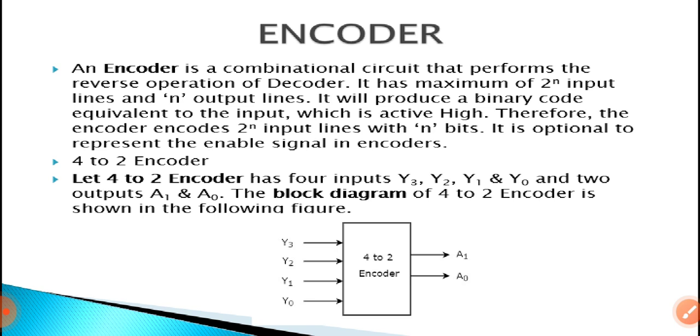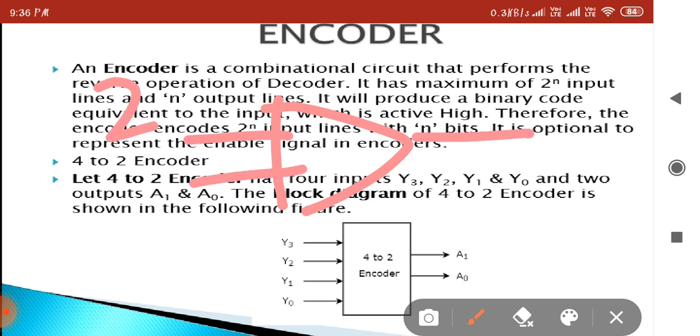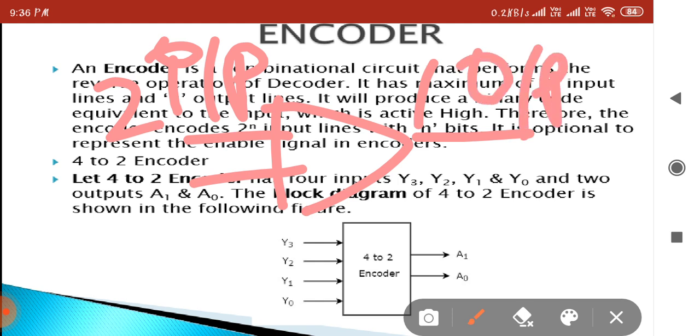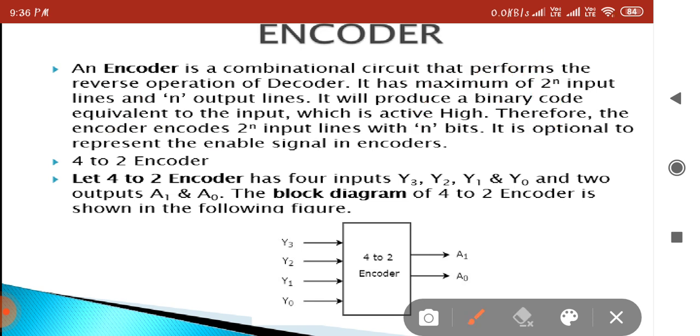The maximum of 2 raised to n input lines and n output lines. For example, in the op amp you have studied, in the operational amplifier, 2 inputs and one output. In gates also you studied 2 inputs and one output. A half adder has 2 inputs, 2 outputs, and a full adder has 3 inputs, 2 outputs.